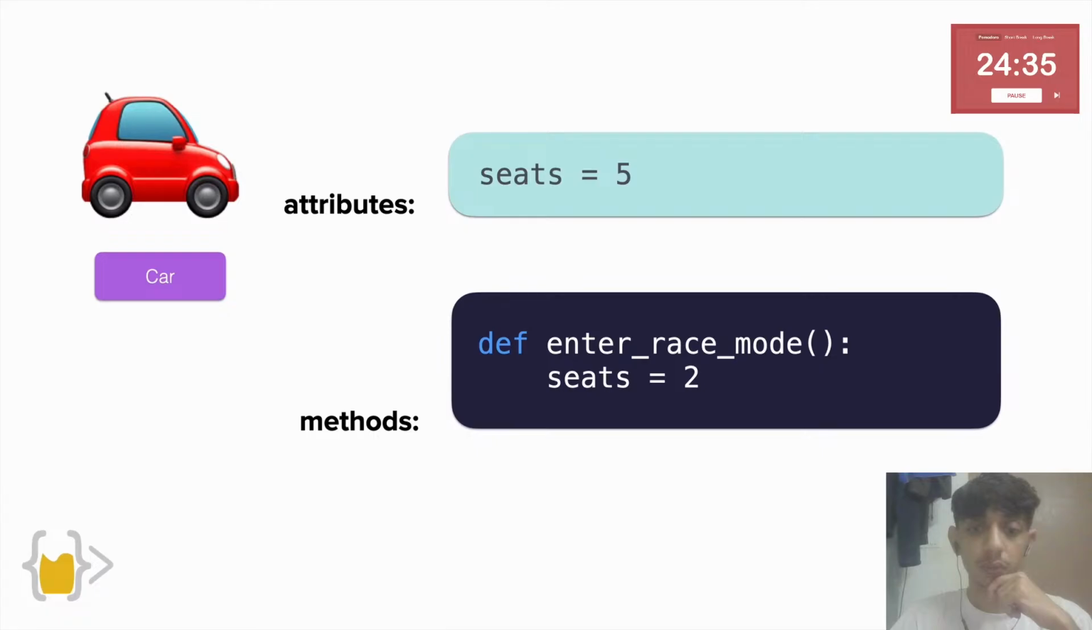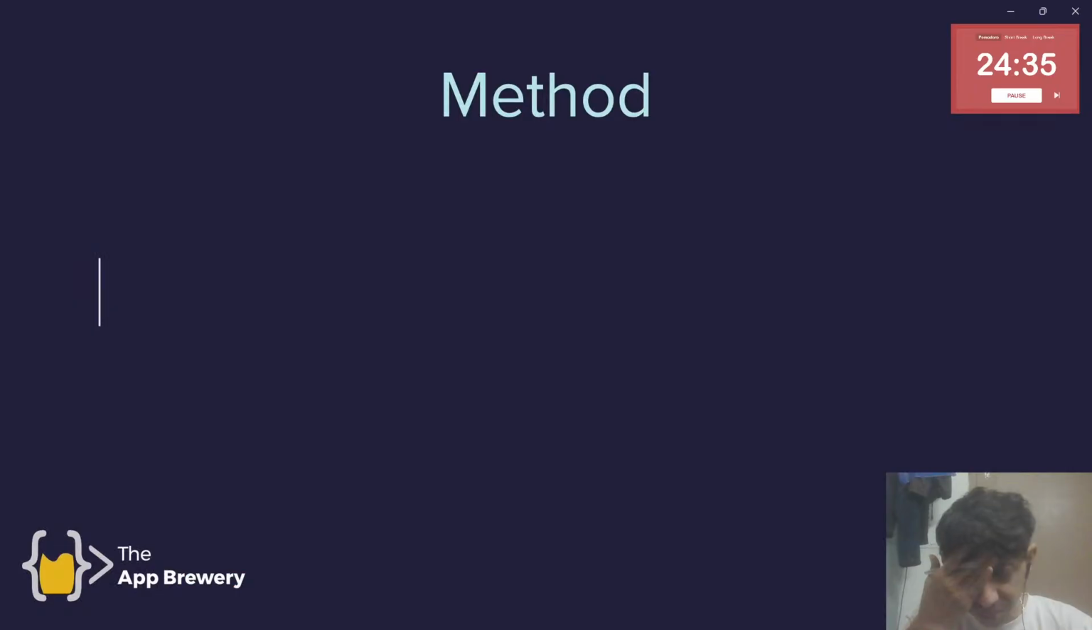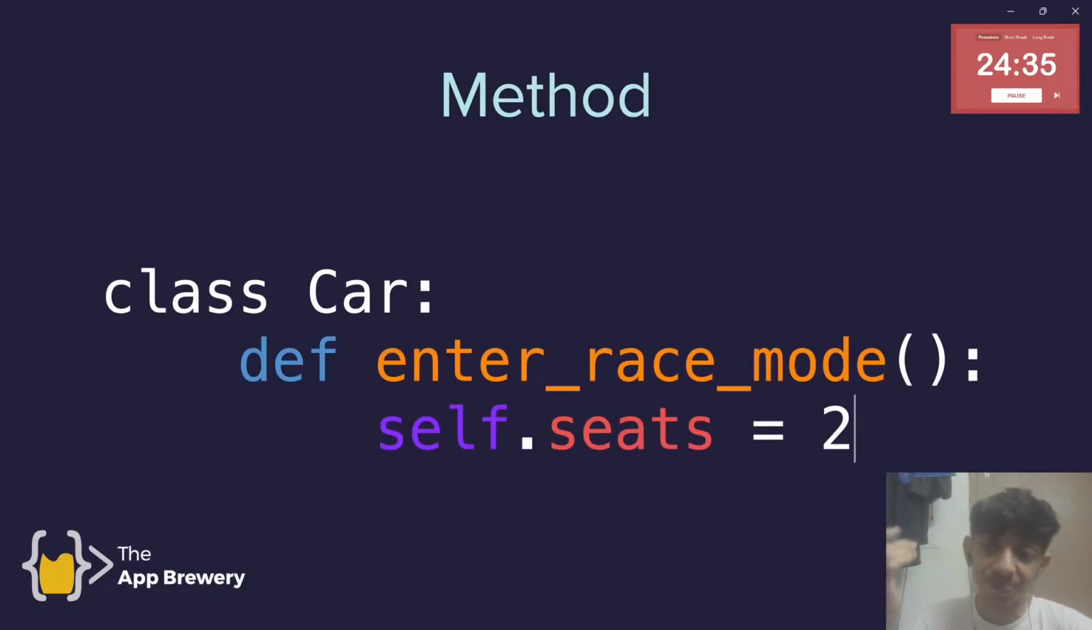Race mode, where the seats are dropped from 5 to 2. This is what the method would look like. Inside the class declaration, we have a function, but remember, when a function is attached to an object, then it's called a method. This method looks exactly the same as how we've created other functions.